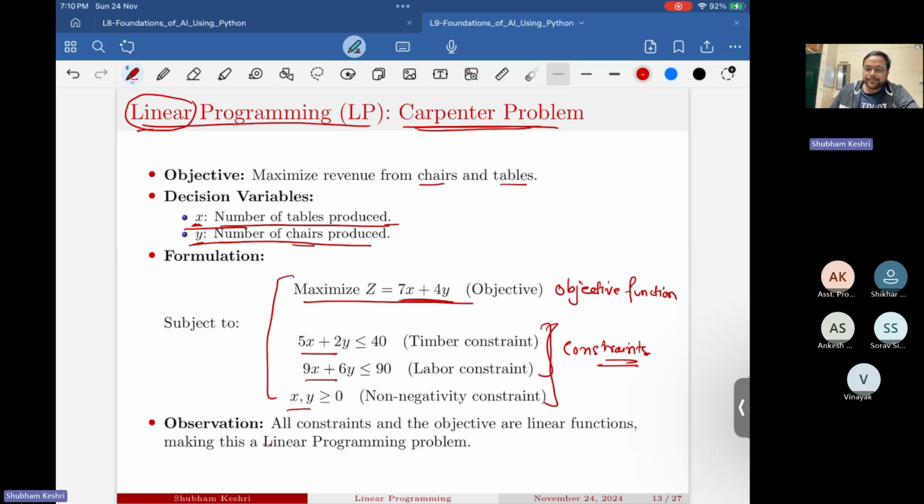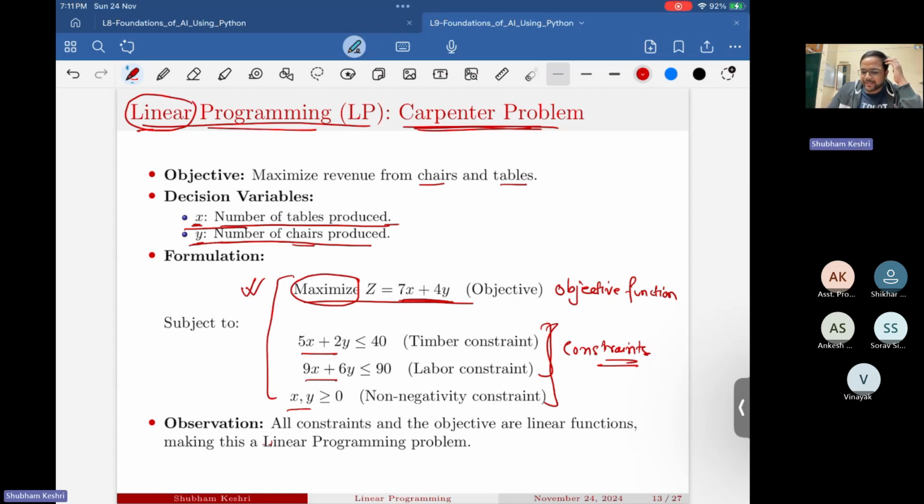I forgot to mention that the carpenter wants to maximize the revenue. The objective he has is to maximize the revenue he gets by selling the tables and chairs. So the question is, how many tables and chairs does he have to produce such that the objective, that is the revenue, is maximized? If you formulate that problem, you get this mathematical model, and you observe that it is a linear model, and therefore a linear programming model.